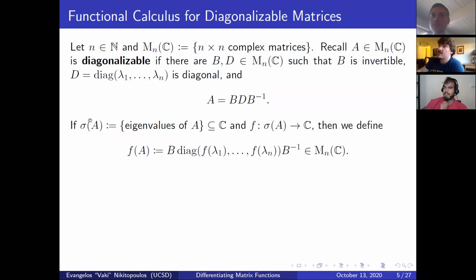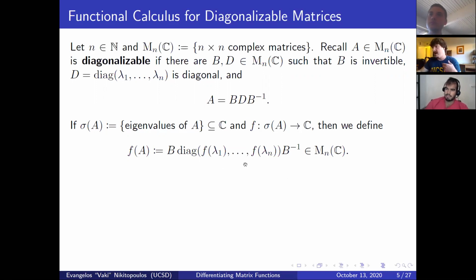Now I'll set some notation. We're going to have sigma of A. I'll call that the spectrum of A, and it's going to be the set of eigenvalues of A. Remember, these are complex numbers. Then I'm going to fix an arbitrary function of the eigenvalues, so a complex valued function of the eigenvalues. And I'm going to define f of A via the diagonalization I chose above of A as B f of D B inverse, where f of D means you just make a diagonal matrix with f of the diagonal entries.